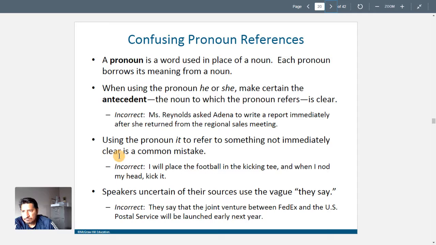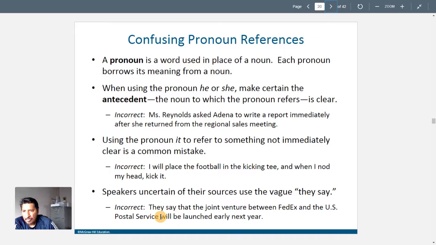Now, incorrect again, using the pronoun it to refer to something not immediately clear is a common mistake. Now, I'll place the football in the kicking tee, and when I nod my head, kick it. So, common mistakes, right? Speakers uncertain of their sources use vague, ambiguous words, which the listener or the reader does not know what to do.